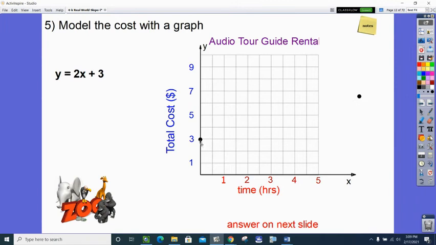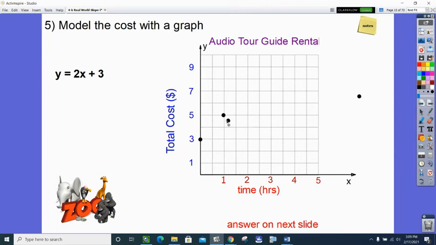So I'm going to come here and, oops, I didn't get my point, did I? There we go. I'm going to start there and I'm going to go up. I'm going to rise 2. And I'm going to run 1, but be careful, 1 is all the way over here, right? And there would be my next point. And then I'm going to do that again.